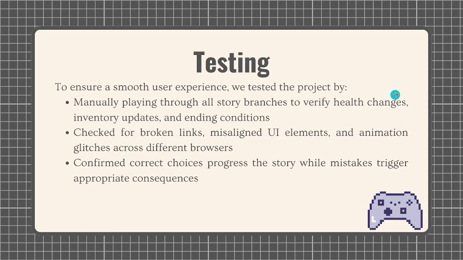So for testing, to ensure a smooth user experience, we tested by manually playing through all the story branches to verify the health changes, inventory updates, and ending conditions. So all of us had to test through our systems. And then we also checked for broken links, misaligned UI elements, and animation glitches through different browsers like Safari and Chrome. And then we also confirmed correct choices progress the story while mistakes trigger appropriate consequences.